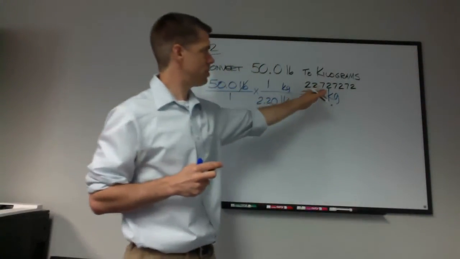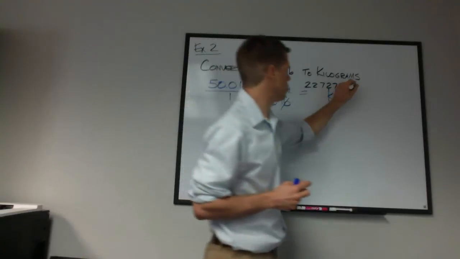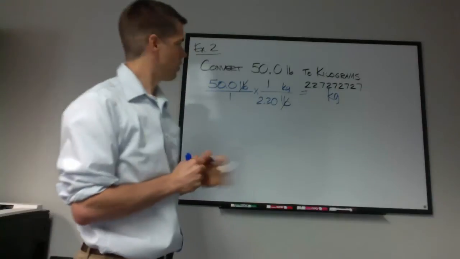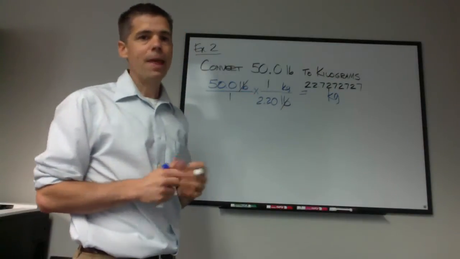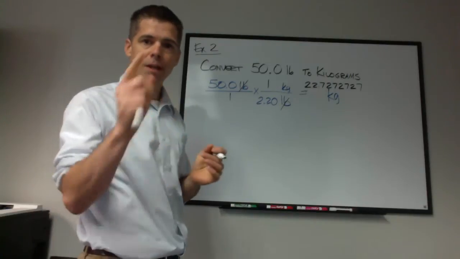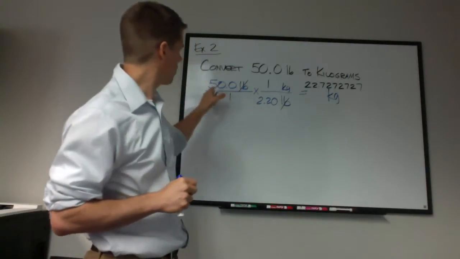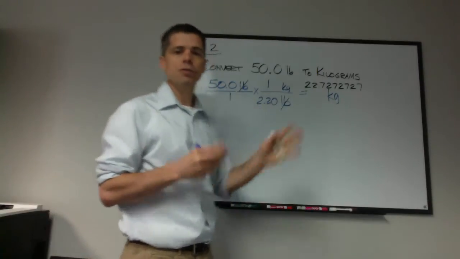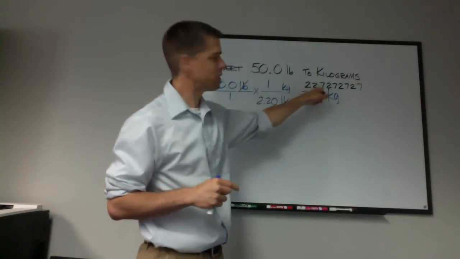Point 7272727, and of course we're not going to write down all of those digits, so we'll round our number off. Any ideas how many digits we will keep? That's right, we're keeping 3 digits because there are 3 digits in this measurement and 3 digits in this measurement, so we'll round our answer so that it has 3 total digits.